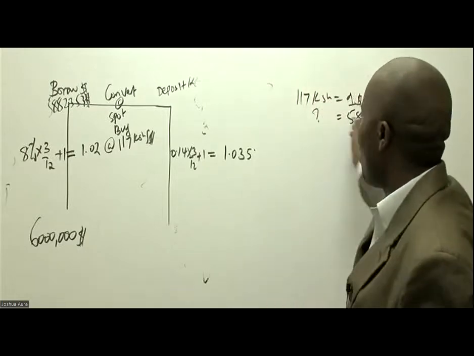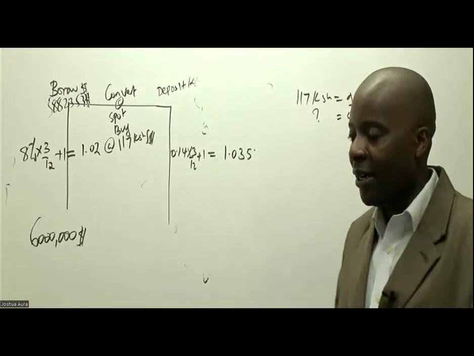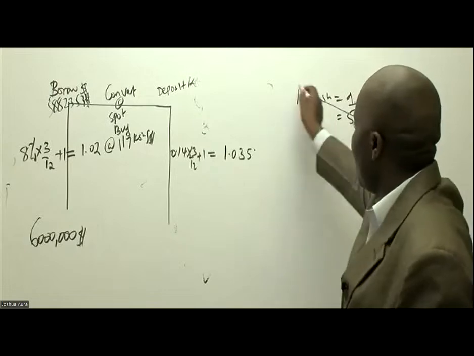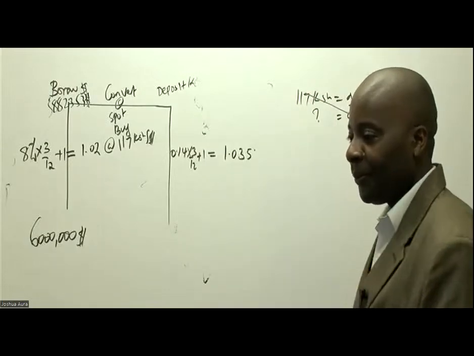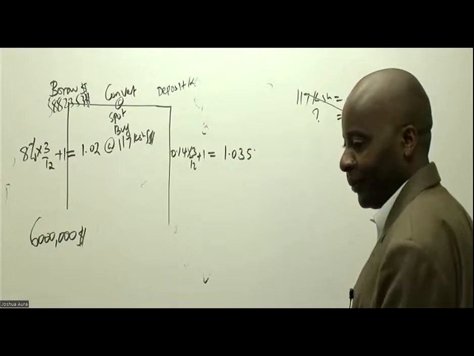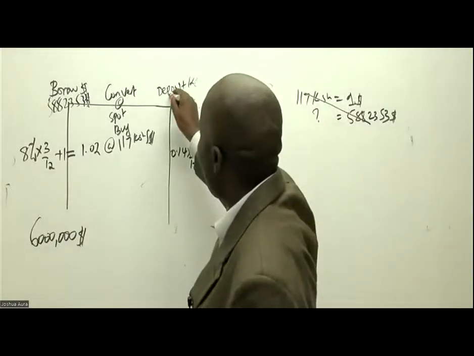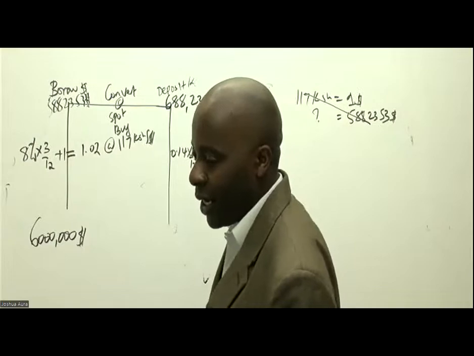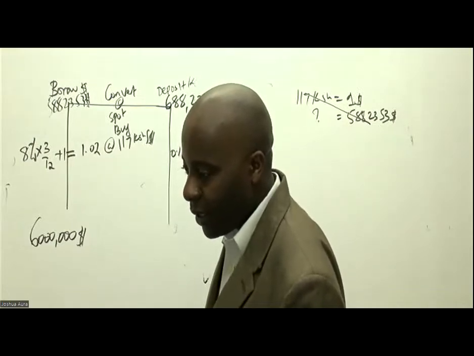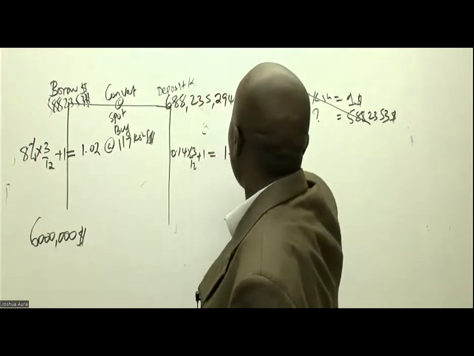Here I'm supposed to cross multiply. So this times that. 688, 250, 235. 688, 235, 235, 294. And I saw Marietta is saying you divided.